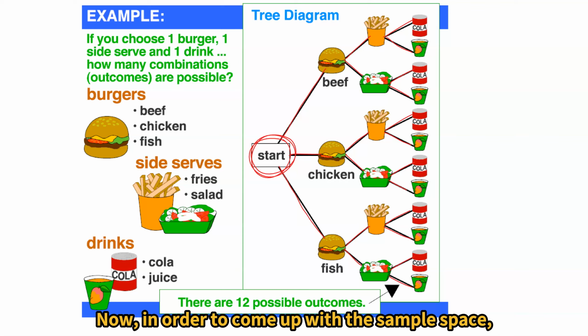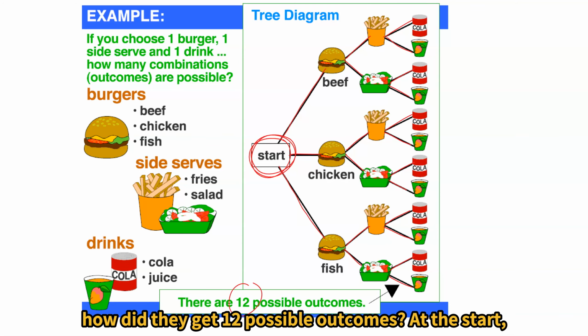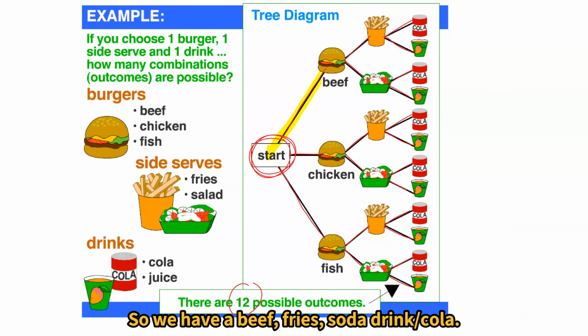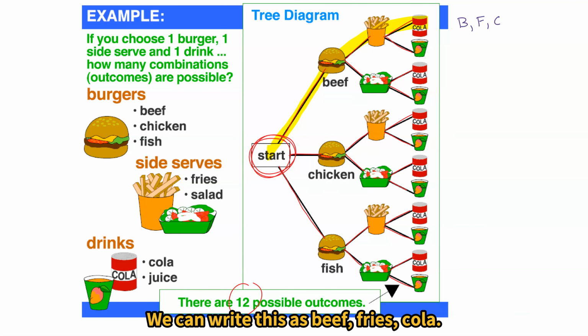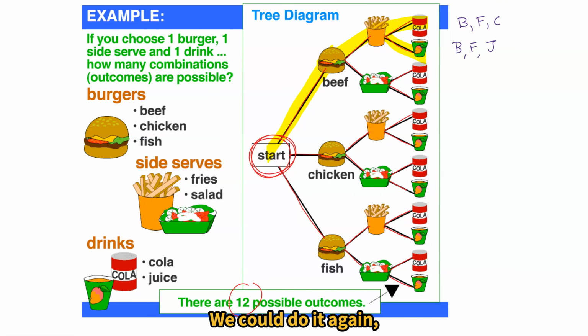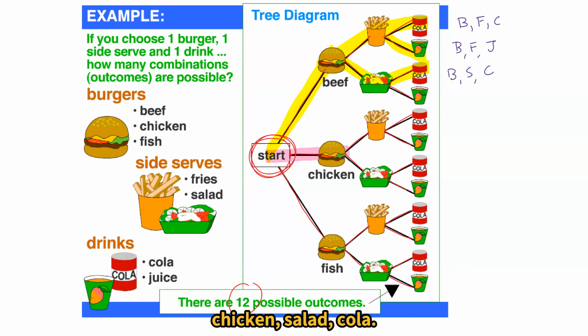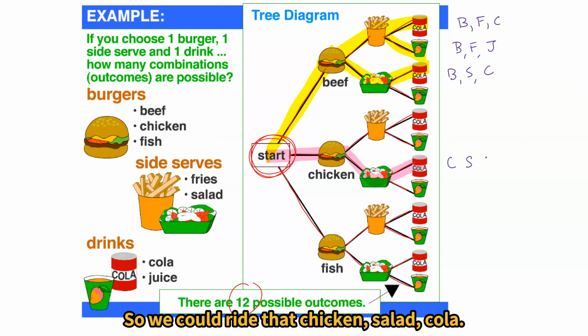Now, in order to come up with the sample space, how did they get 12 possible outcomes? At the start, we follow the branches until we get to the end. So we have beef, fries, cola. We can write this as beef, fries, cola. We could do it again: beef, fries, juice. We could do it again, going back to the beef: beef, salad, cola, and so forth. I'm going to do one more kind of off the cuff: chicken, salad, cola.